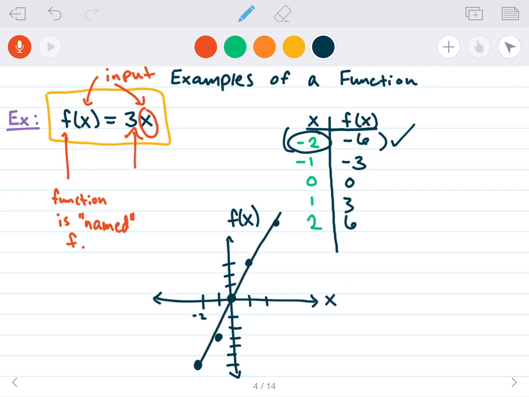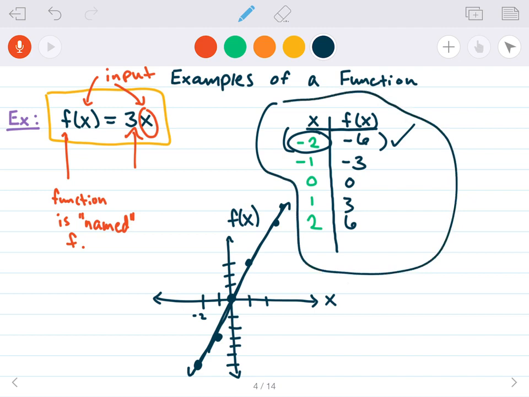And notice that this kind of looks like a straight line, which it is, and we're going to talk more about this later, but that's another way that you can see functions. You can see them in a table like this. We just made up some inputs, got some outputs, and then we put the inputs and outputs on a graph like that to see that it makes a line, okay?